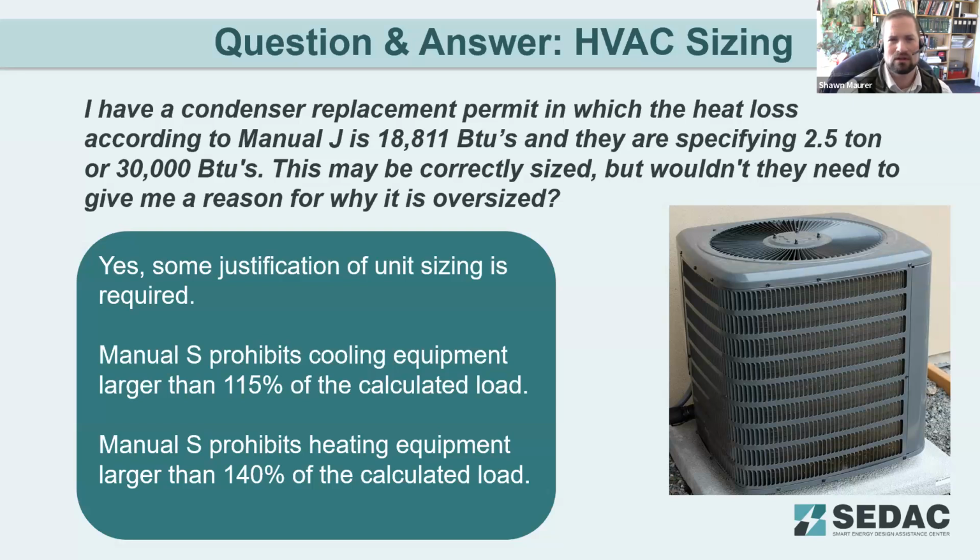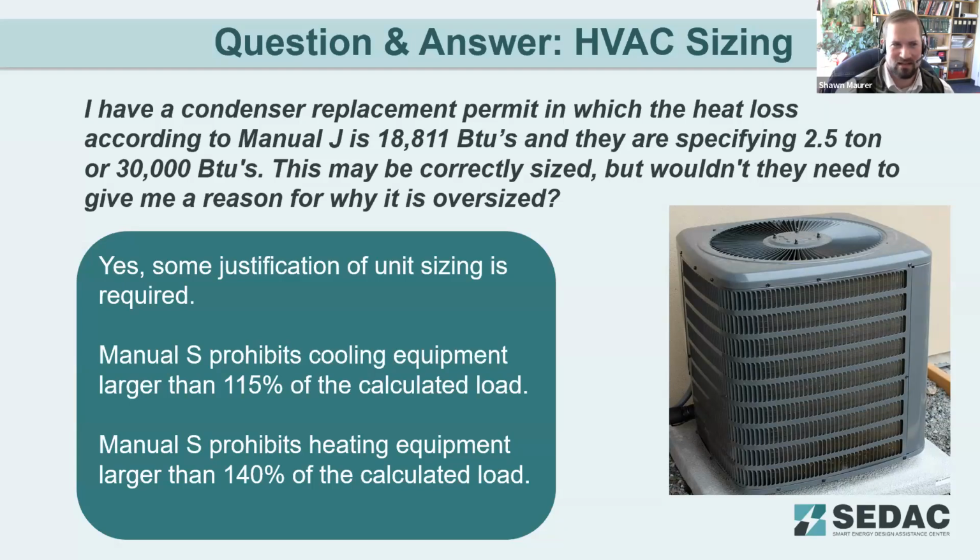As we go through the code, again, we're going to go to Chapter 5 for existing buildings. It's going to refer us back to Chapter 4 for mechanical system requirements. So new mechanical systems would have to comply with sizing requirements and things like that. Manual S prohibits cooling equipment larger than 115% of the calculated load. So it gives you that 15% buffer. Usually equipment is going to be one size up from the loads you've calculated through a Manual J. And it also prohibits heating equipment larger than 140% of the calculated load. So again, a little bit of leeway there, acknowledging that systems provided aren't going to exactly match your loads all the time.